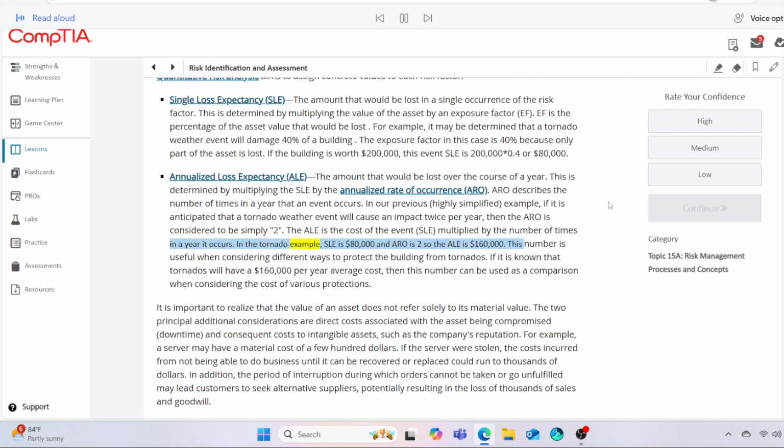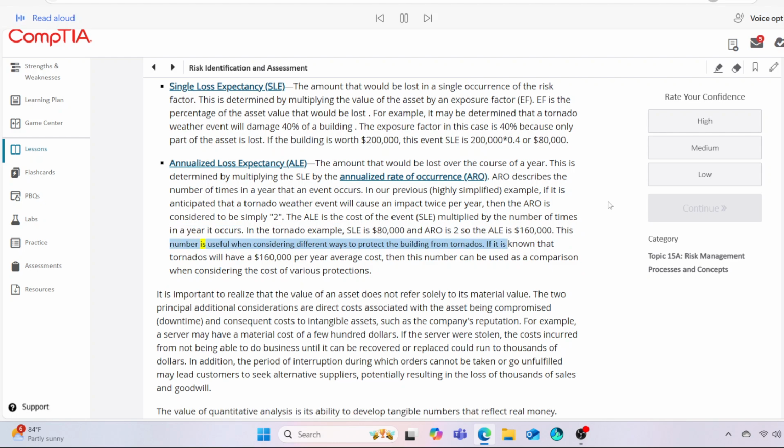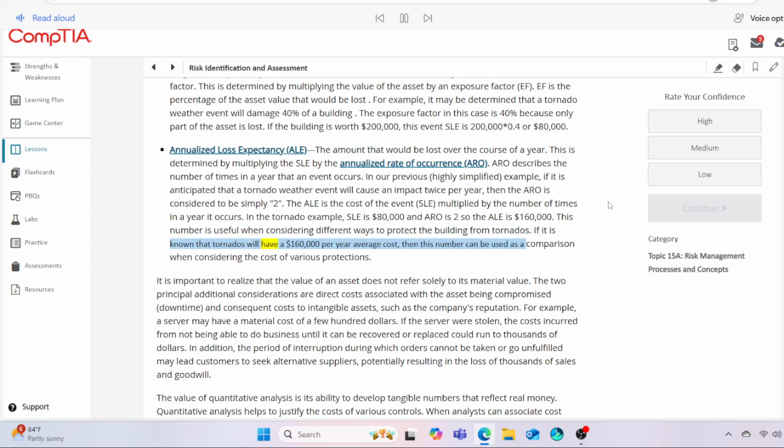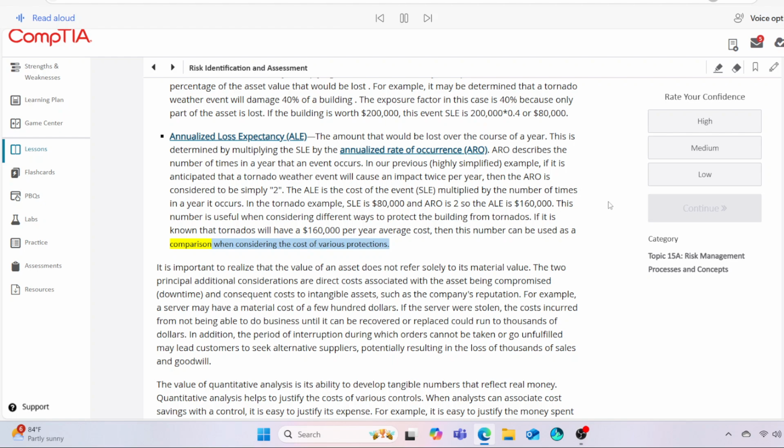In the tornado example, SLE is $80,000 and ARO is 2, so the ALE is $160,000. This number is useful when considering different ways to protect the building from tornadoes. If it is known that tornadoes will have a $160,000 per year average cost, then this number can be used as a comparison when considering the cost of various protections.